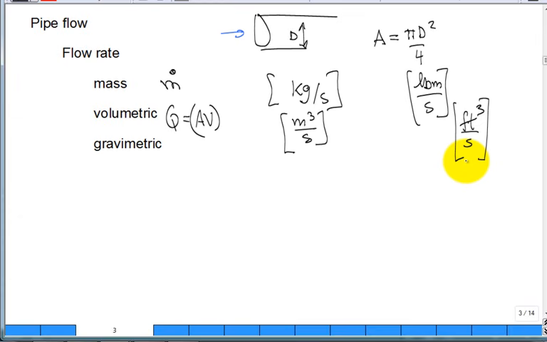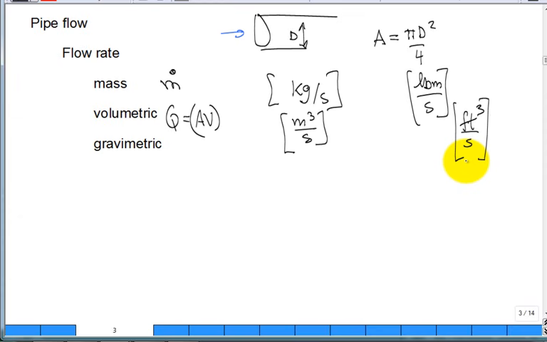Gravimetric flow rate. Professor, why do we need all these flow rates? Because they're used, okay? So it's not that hard. So what are we talking about? What symbol? Well, there's really not a great symbol for it. But how would you calculate it if I said calculate the gravimetric flow rate? Well, it's not going to be the mass per unit time. It's going to be the weight per unit time. Right?